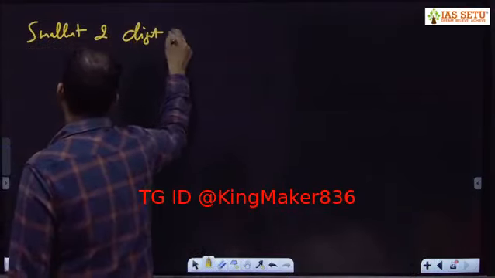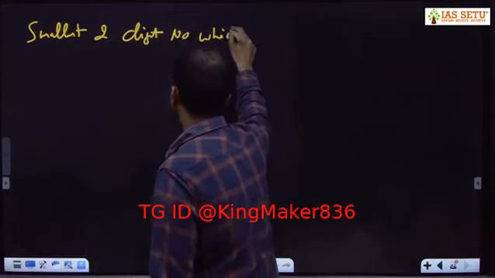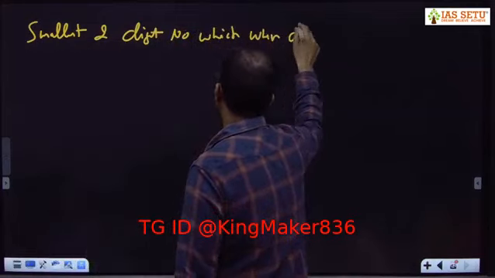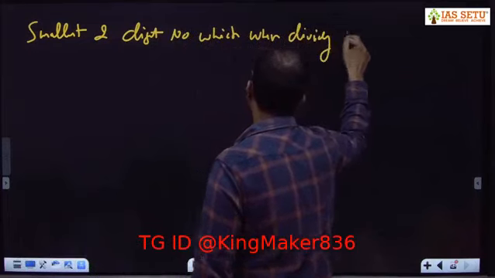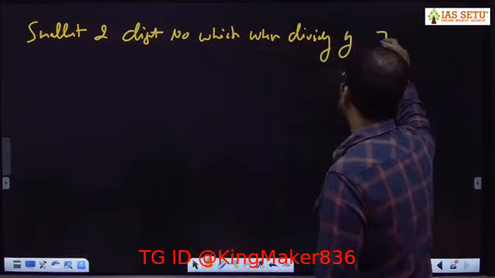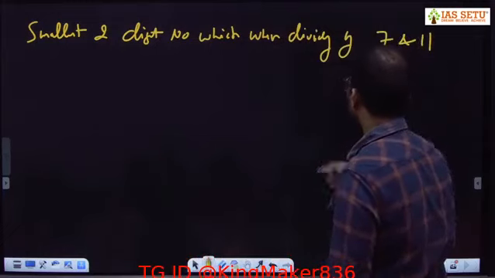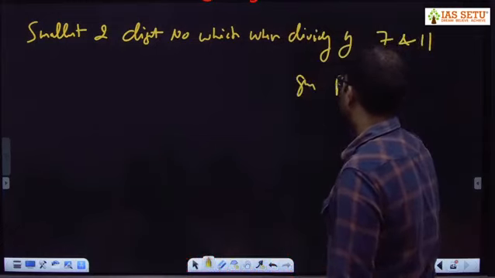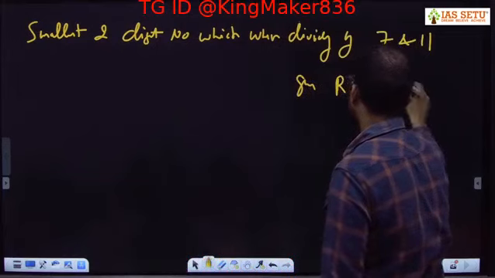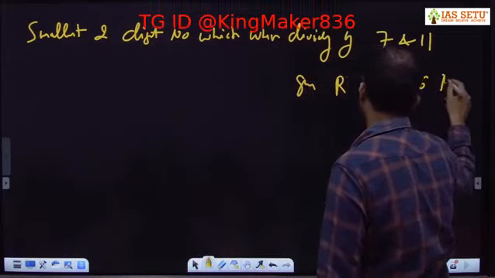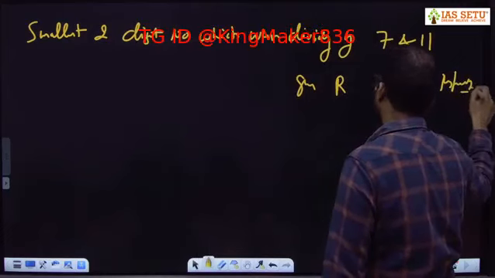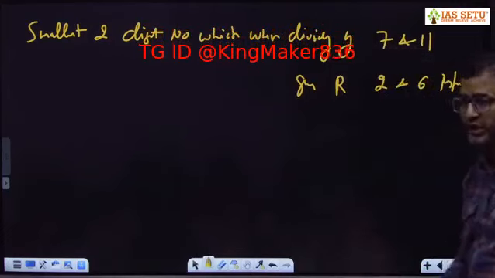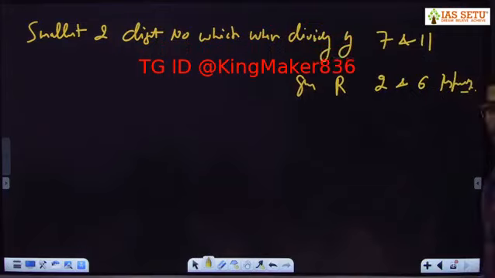स्मॉलेस्ट 2 डिजिट नंबर which when divided by 7 and 11 gives remainder 2 and 6 respectively. You try. If you will not be able to solve, I will help you out.